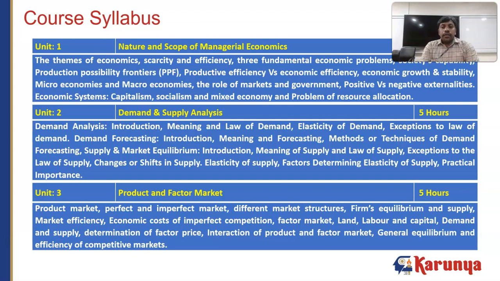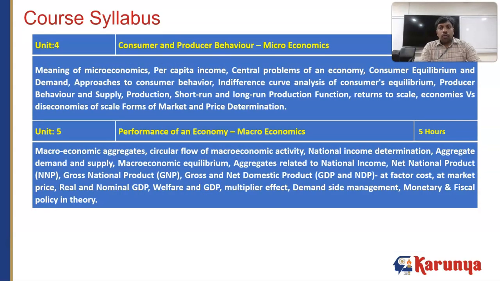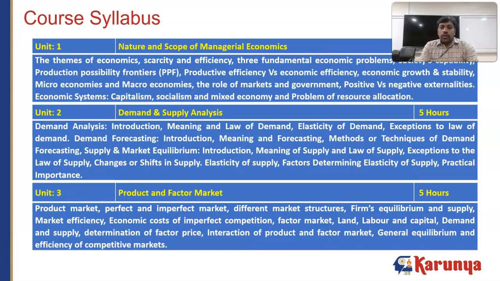And in Unit 3, you will study product and factor market. What are the factors of production? Land, labor, capital, organization, and their importance. They are called the agents of production. So you will study the factors of production here.